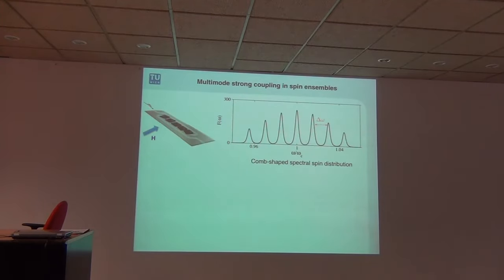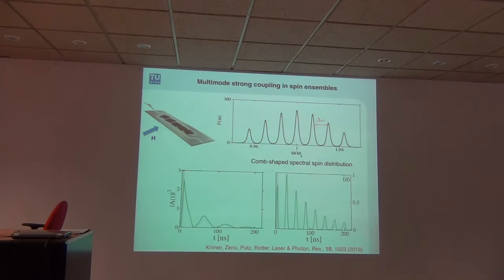And this can be visualized in nitrogen vacancy centers by placing a number of nitrogen vacancy centers like this. Each one is an ensemble of atoms with different orientations such that their coupling to the cavity is different. So we basically have a spectral comb like this. And in this case, you can again get the periodic pulse generation. This is the strong coupling regime where you just have something similar to the Rabi oscillations. And this is the multimode strong coupling regime where you have this periodic pulse generation.